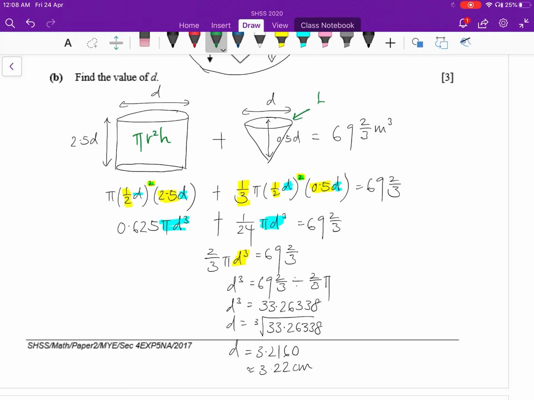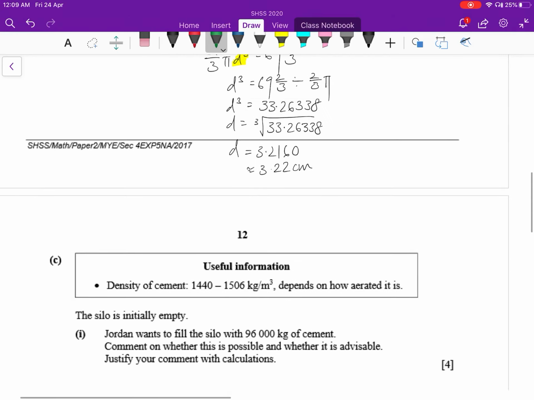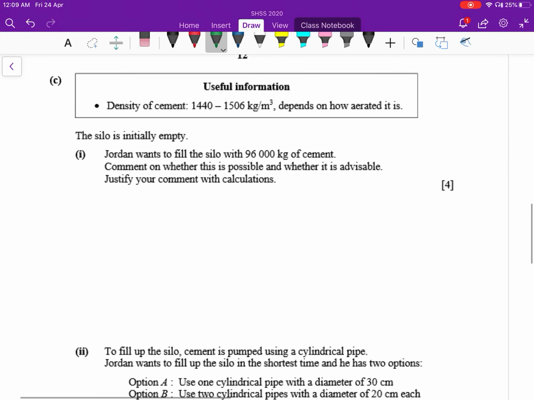The cone is 1/3 πr²h. Always remember that. Part C. Now they say, given that the density of the cement ranges from 1440 to 1506 kilograms per meter cubed. The silo is initially empty. He wants to fill the silo with 96,000 kg of cement, but I don't know whether it will fit in or not. Right? So you need to find the volume.